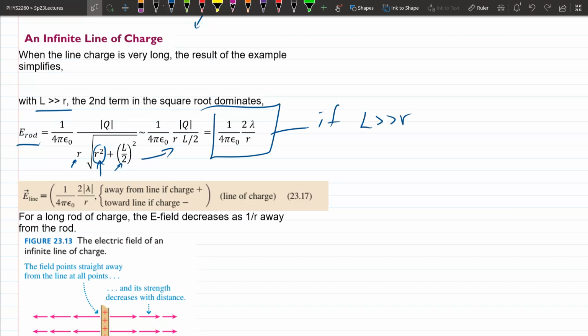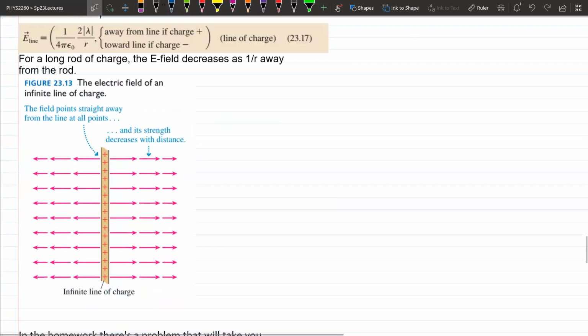This is the approximation we're going to use a lot since we just derived it. If you have a rod that has some charge on it and you're close, the electric field is pretty strong. As you go further and further away, it drops off as 1 over R, whereas with a point charge it drops off as 1 over R squared. But if you have a rod, it drops off as 1 over R instead. So that's the main difference between the two.